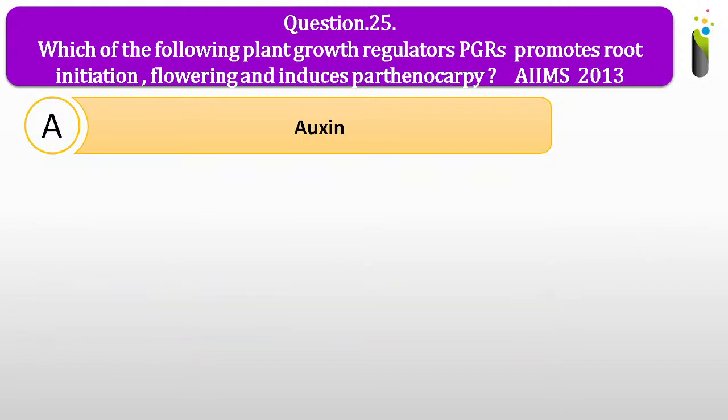The correct answer for question number 25 is A, that is auxin. So it's auxins which are responsible for root initiation, flowering, and they're also involved in parthenocarpy. Parthenocarpy is nothing but production of a fruit without fertilization being involved. Okay, so I think we would stop here.